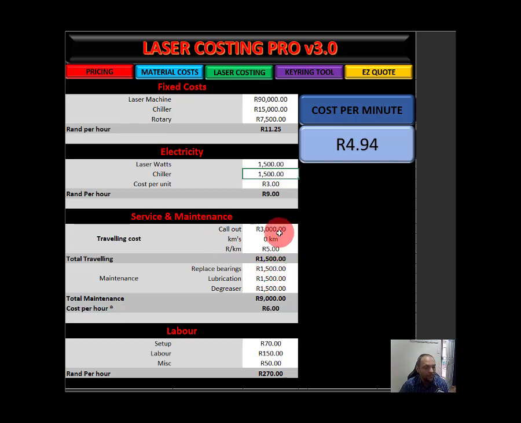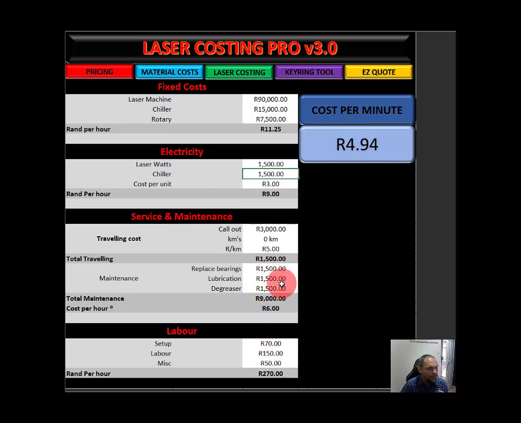So every now and again you need to get a maintenance guy out to come and maintain your machine. And if you're not getting a guy out to come and maintain your machine, you actually have to have your machine off and do the maintenance yourself. So make sure that you've got some money placed aside here for your service and maintenance for the year. Over here we have our things like our belts, our bearings. Very important. We use a lot of lube and we use a lot of degreaser. Put that in so that you can make provision for that cost as well.